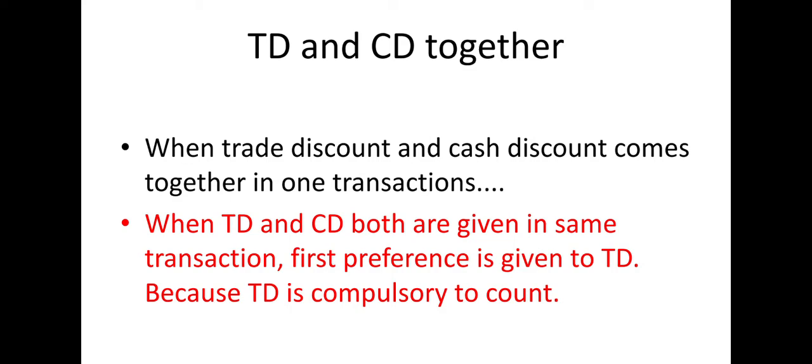Cash discount we can calculate only on cash transaction. If the transaction is credit, then we cannot calculate CD. Then we have to count only TD. TD is compulsory. Clear? Trade discount we have to count in all types of transactions if it is given in the question, then we have to consider. But cash discount is conditional. It is calculated only on cash transaction. Okay.